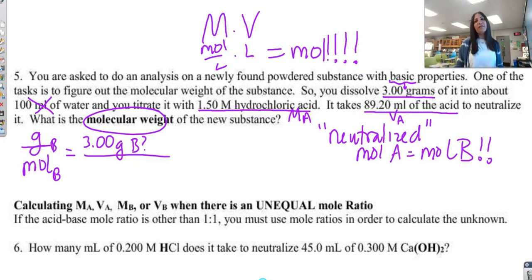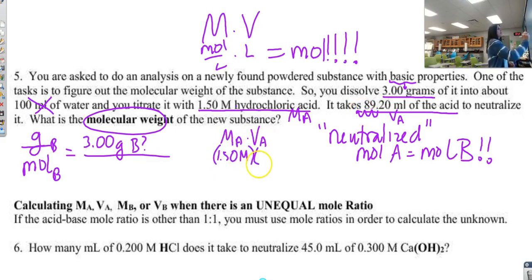And make sure you're not in milliliters. So I'm going to switch my milliliters to liters. I'm going to go 1, 2, 3 loops back. And so now I'm simply going to do MA times VA. So I've got 1.50 molar, and I'm going to multiply that by the volume of my acid, which is 0.08920 liters. So I ended up getting 0.1338 with 3 sig figs. I'm going to make that 0.134.